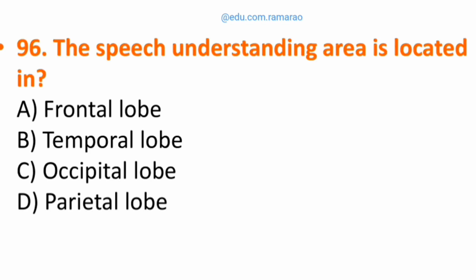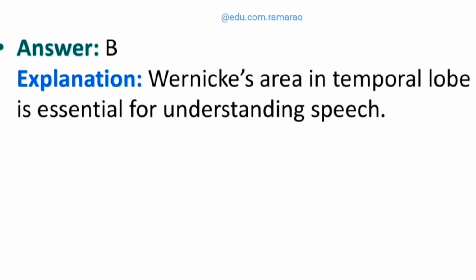The next question. The speech understanding area is located in option A frontal lobe, option B temporal lobe, option C occipital lobe, option D parietal lobe. The correct answer is option B. Wernicke's area in the temporal lobe is essential for understanding speech.